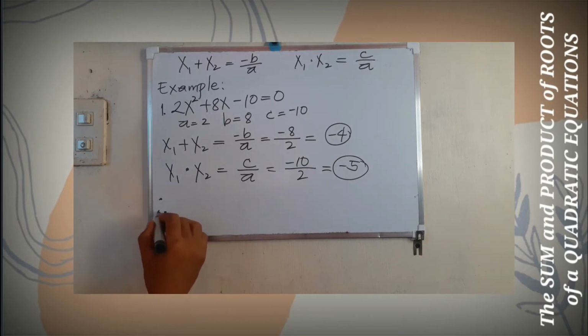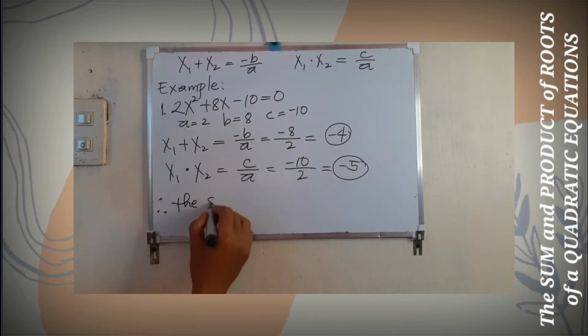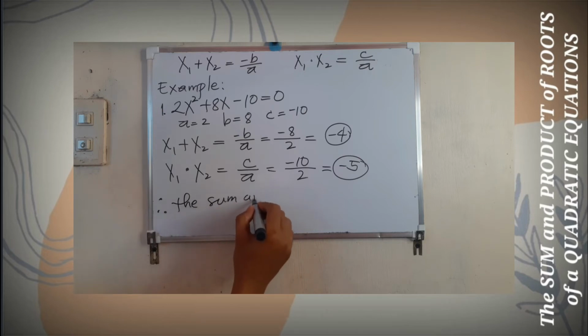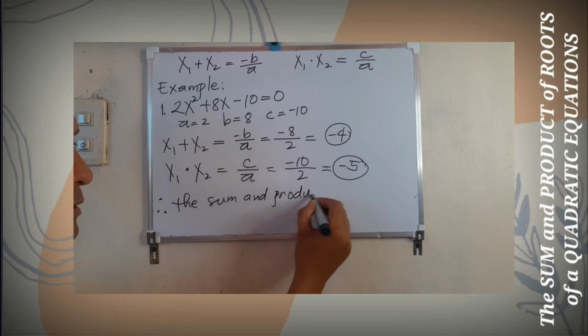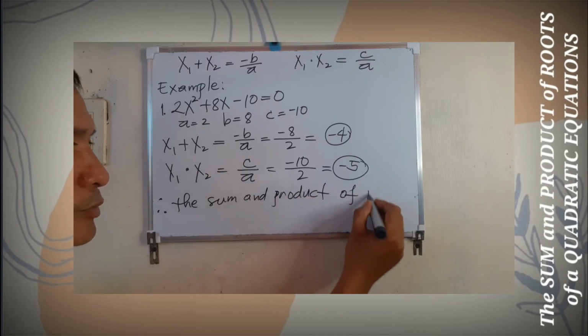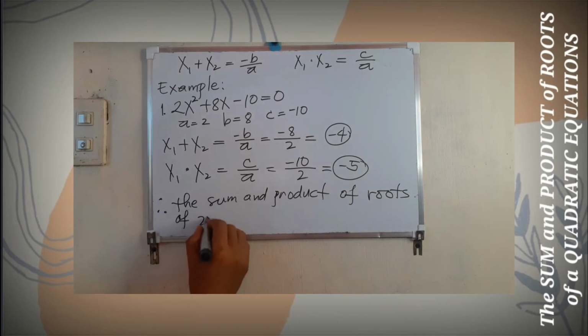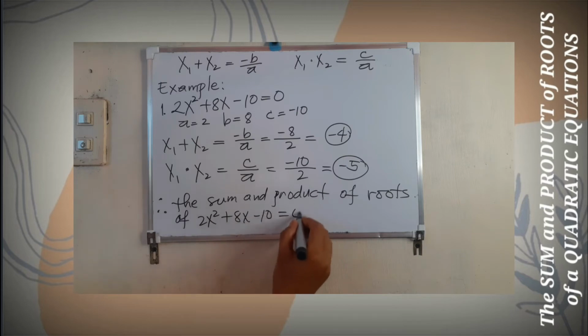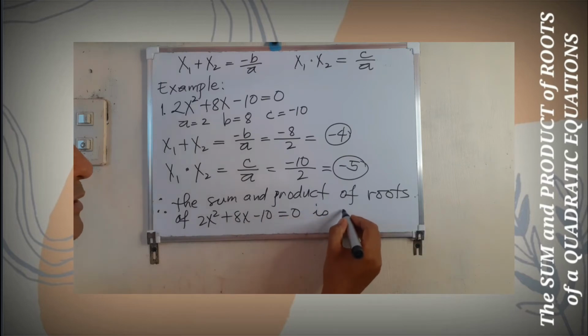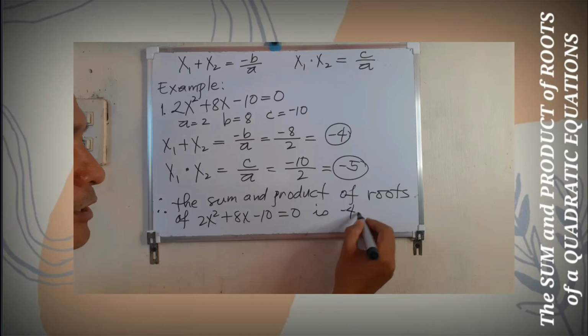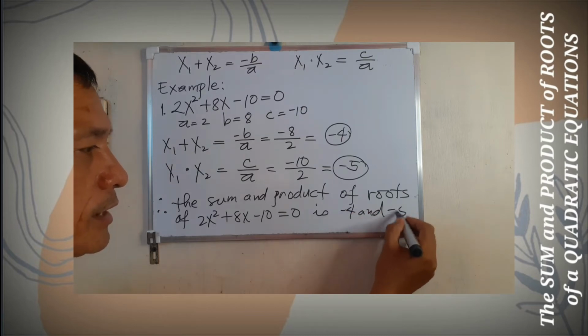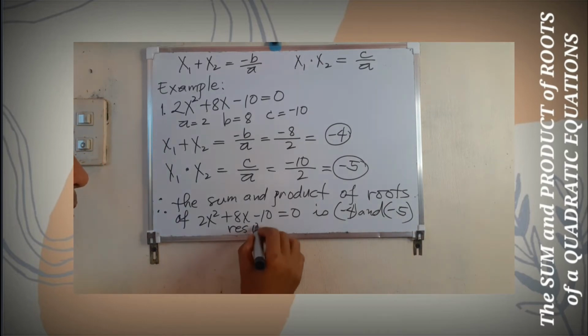Therefore, the sum and product of roots of 2x squared plus 8x minus 10 equals 0 is negative 4 and negative 5 respectively.